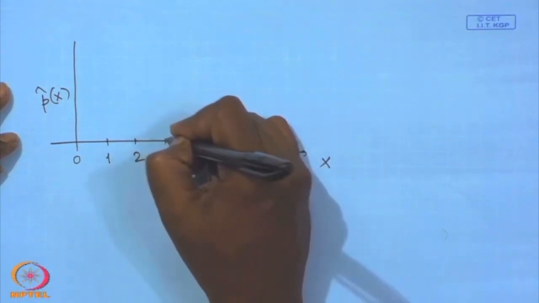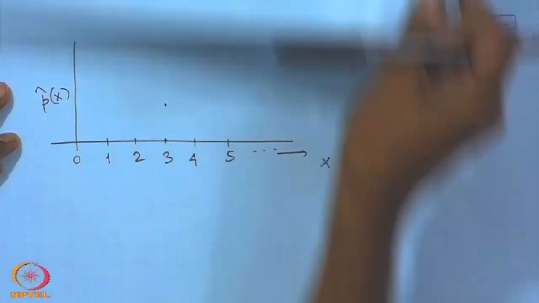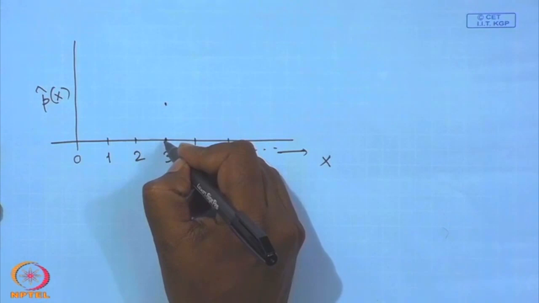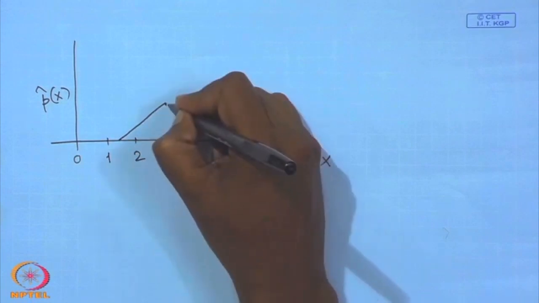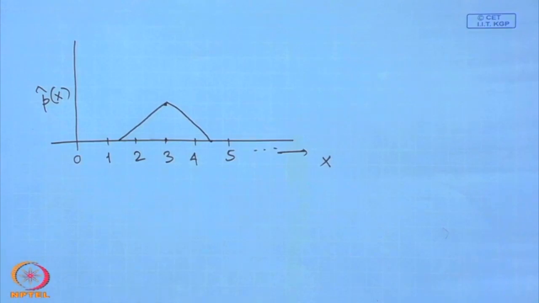What I will do is put a window at location 3, and the height of this window, as we have said, is 2 by 9. So, I will put one such triangular window at location x equal to 3. This triangular window will be like this. Then I will find out which samples fall under this triangular window, and what is the value of the window function at those sample locations wherever I have a sample.